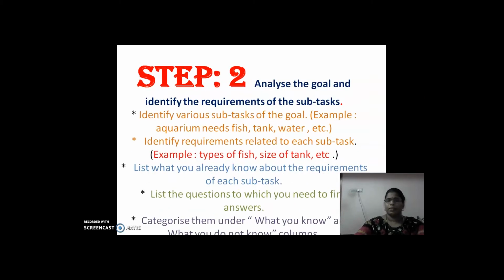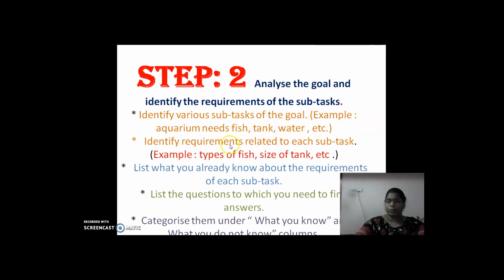What is the second step? Analyze the goal and identify the requirements of the subtask. Identify the value or subtask of the goal. For example, an aquarium needs fish, tank, water, etc. First, analyze the goal. Then identify the requirements of the subtask.